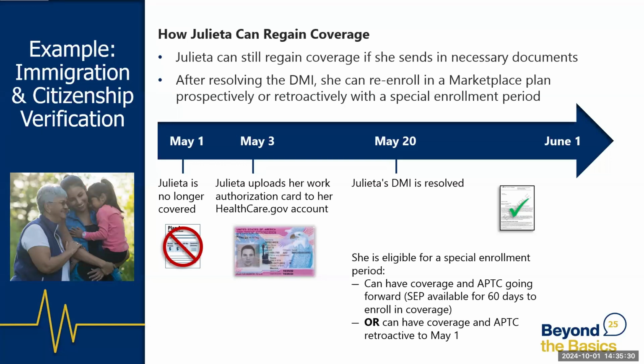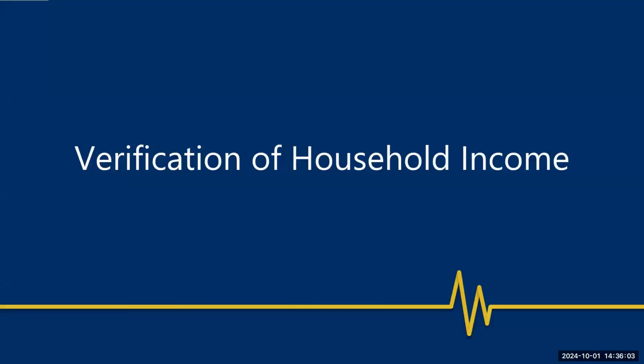So if Julieta is no longer covered on May 1st, Julieta uploads her work authorization card to healthcare.gov. That clears the data matching issue on May 20th, and then she's eligible for a special enrollment period, and she can decide to either enroll going forward, up to 60 days from the date, or she can have her coverage be retroactive to when she lost the coverage beginning in May. Next slide, please. I'm going to turn it over to Jenny.